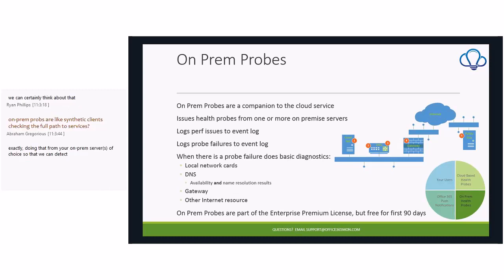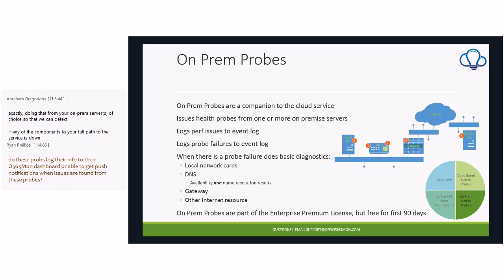So when it's unable to connect to the Office 365 resource, it's going to check your local network cards, make sure that they're up and working. It's going to check your DNS. It's going to make sure both that it's available, and it's also going to tell you how it's resolving names, because that's another problem that we've seen sometimes: DNS gets misconfigured and it's resolving addresses that aren't public IP addresses for these public resources.